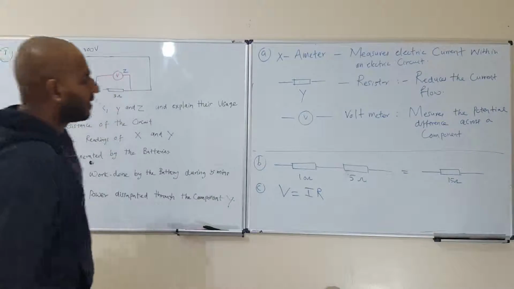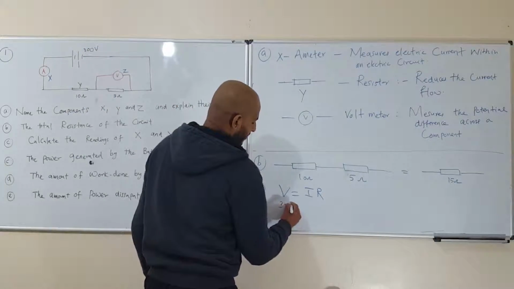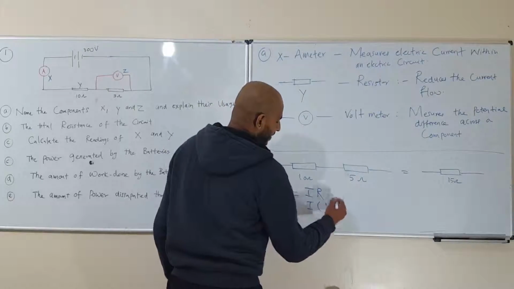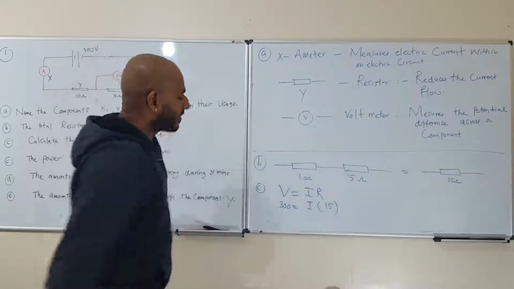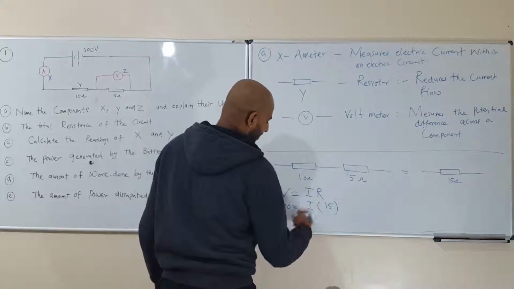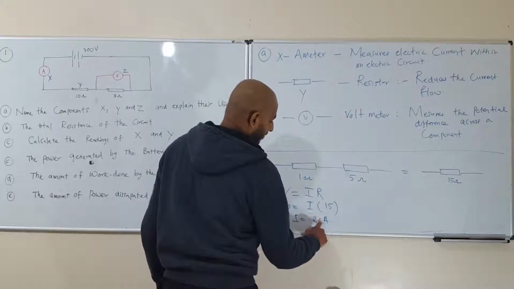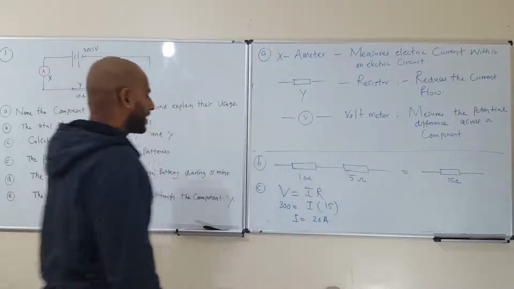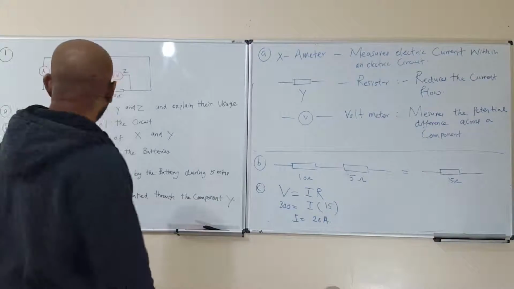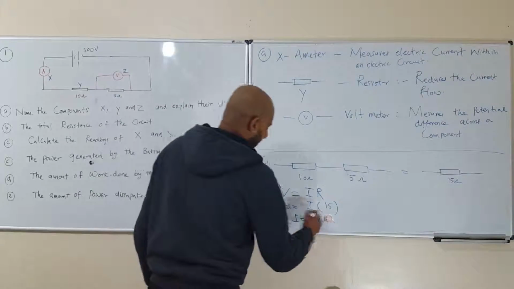We found it before. So V is 300, and I we don't know, and R is 15. So we can divide 300 by 15. We're going to get 20 amps. It's quite a high value, but it's okay for a question. 20 amps. Okay. So that's the reading of X.